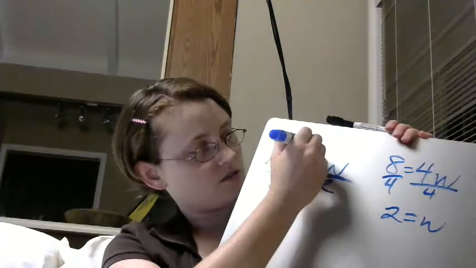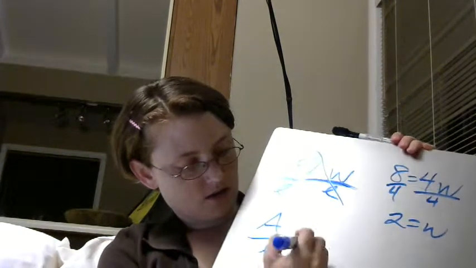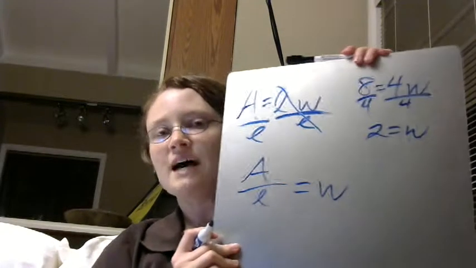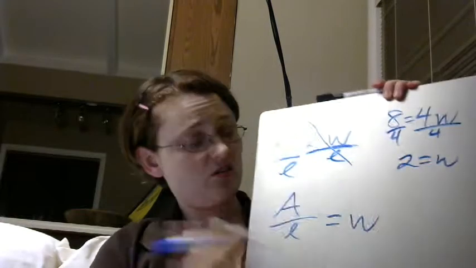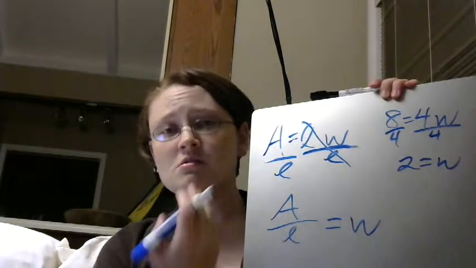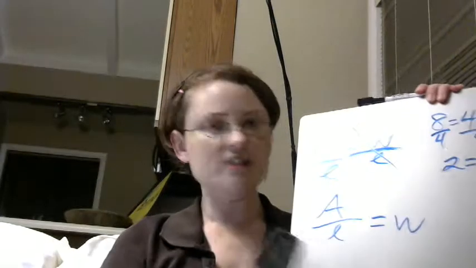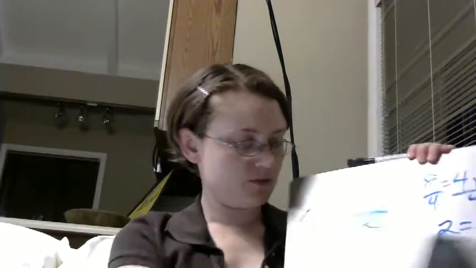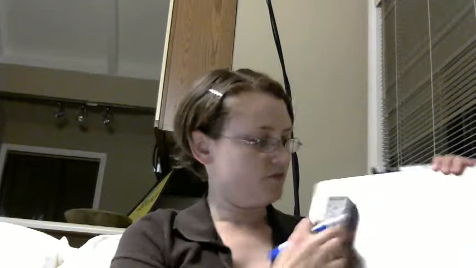So what happens? The L's now cancel, and we're left with A over L equals W. W is on its own side of the equation. It's happy. We're done. We've solved for W. A over L equals W. There's no more simplifying we can do. This is our solution. All right, so see, this is stuff you already know how to do. Just wanted to start with a simple one that lets you know this is nothing to freak out about. This is all stuff you've done before.